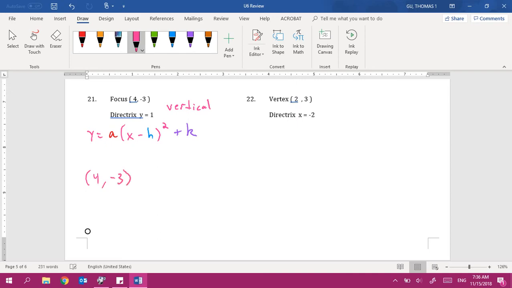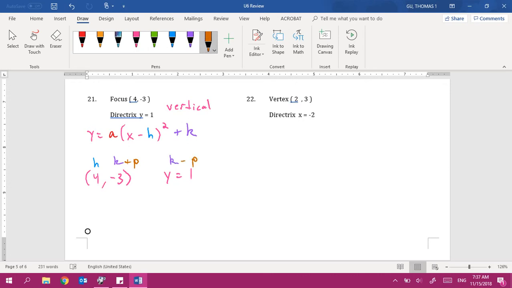-3). And do you remember what the focus is for a vertical parabola? Is it h plus p? That's for horizontal. So it's (h, k plus p), right? So this 4 is the h, and then k plus p. And then the directrix, y equals 1. What is the directrix? An easy way to think of it is, if you know this is k plus p, then this is going to be k minus p, right? Because they're in the opposite direction. K minus p.